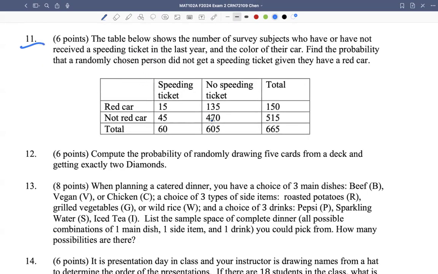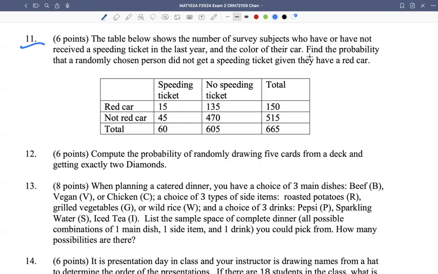So for 11, we're given a table, right? We have rows: speeding ticket, no speeding ticket, and total. And we have columns: a red car, not red car, and total. So let's see.